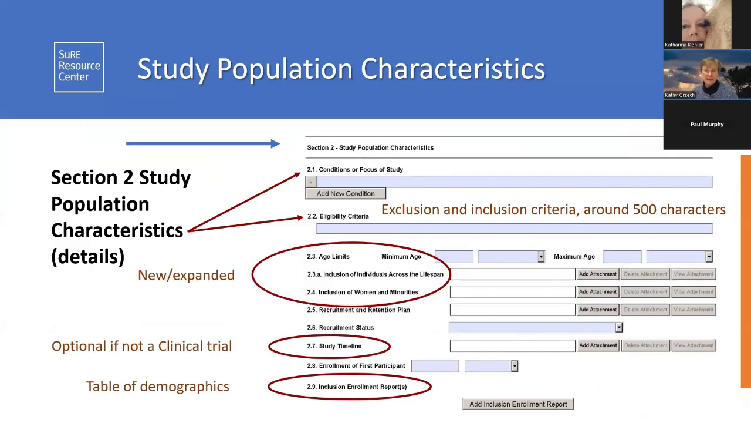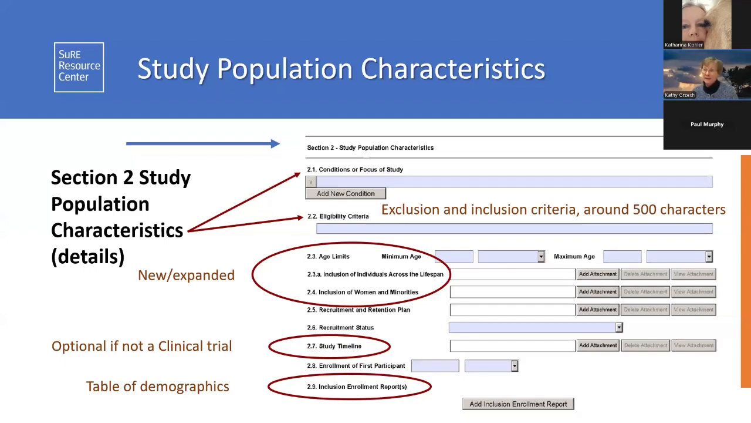And here's where you start to provide those details: conditions or focus of study, the eligibility criteria. You might be saying what types of individuals are eligible for your study, what types would be excluded. You have 500 characters for that field. For the age limits, NIH has a new policy. It's newish, I shouldn't say new. It's been around for a couple of years, but it's inclusion of individuals across the lifespan.